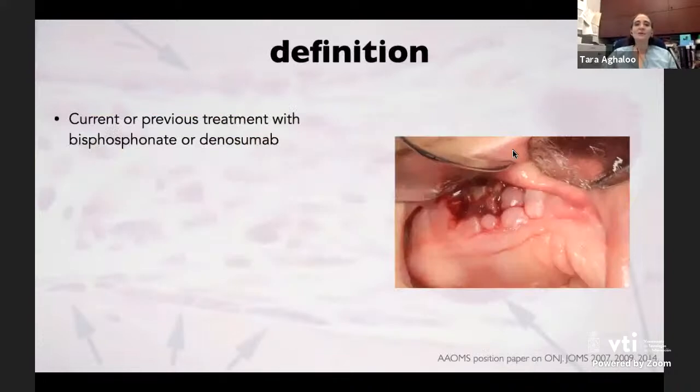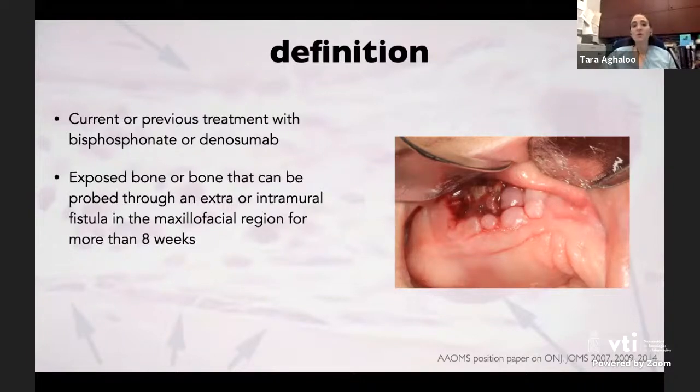So let's talk about osteonecrosis of the jaws. This is defined by the AAOMS all the way back from 2007, with slightly different definitions in 2009 and 2014 being the most recent update from the association. Basically, as you all know, it is current or previous treatment with either a bisphosphonate or denosumab, one of the anti-resorptives. This also includes other medications like anti-angiogenics, but my talk today is going to focus more on the anti-resorptive aspects of ONJ.